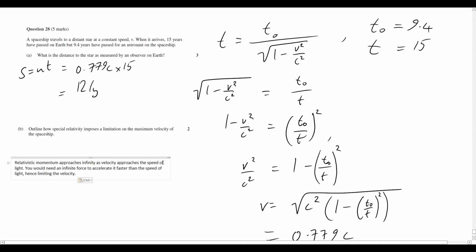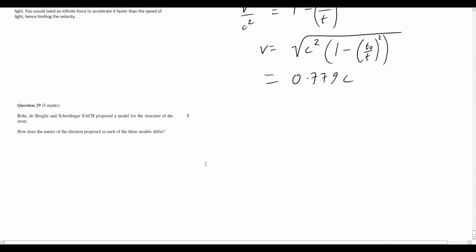So this is the little sample that I've written up earlier here, and that would tick all the boxes and get you the full 2 marks for this problem here. Okay, so that's question 28. So now moving on to question 29.